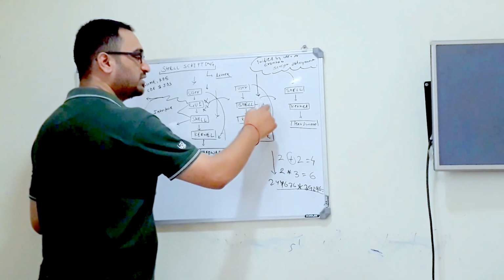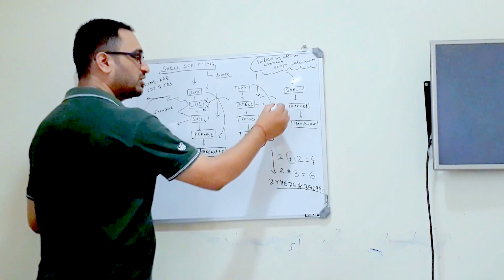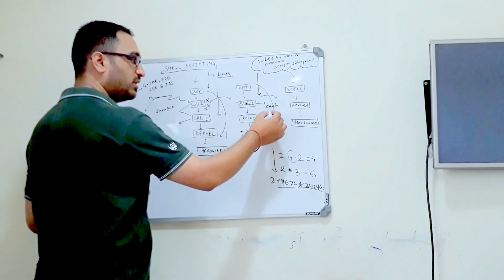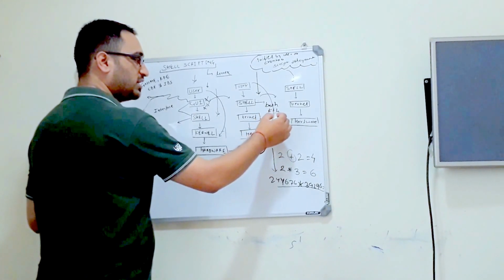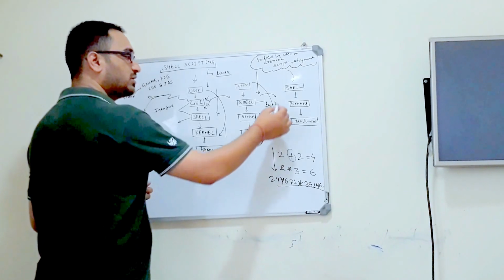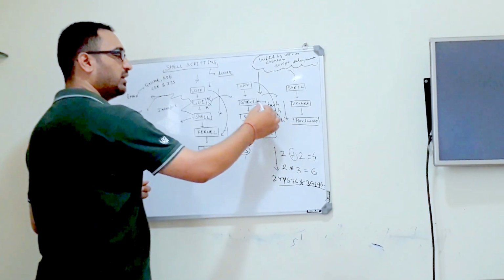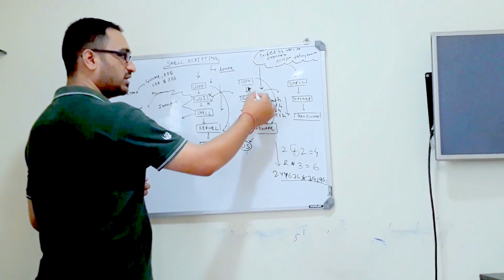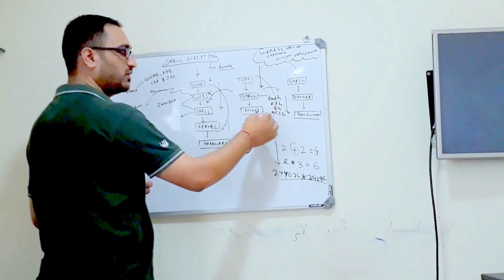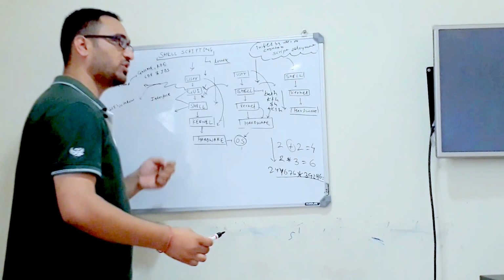We have a lot of shells, and in shell scripting we are covering the bash shell, KSH, SH, TCSH. So these are the shells, and the user will use these shells to communicate with the kernel, and the kernel will do the operations.